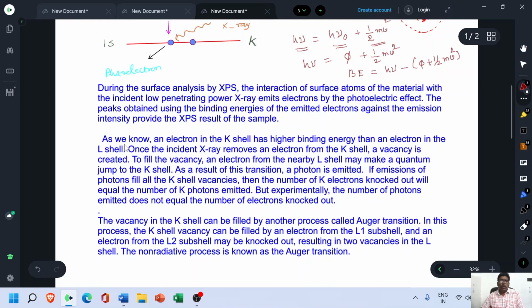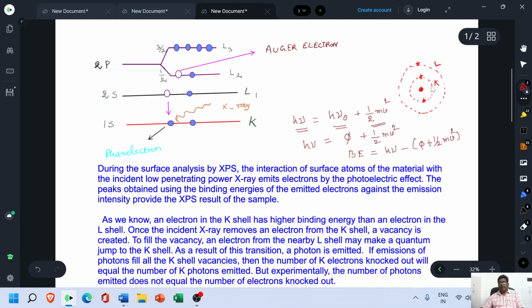As we know, an electron in the K shell has higher binding energy than an electron in the L shell. See here, this is the K electron. The binding energy of the K electron is more than that of the L electron, because the K electron is present closer to the nucleus. So the interaction with the nucleus is more for the K electron when we compare it with the L electron.